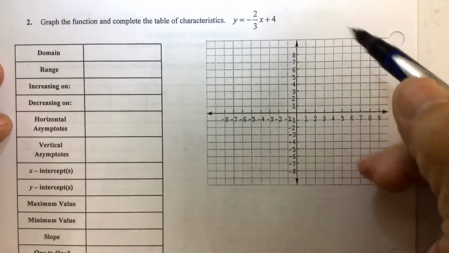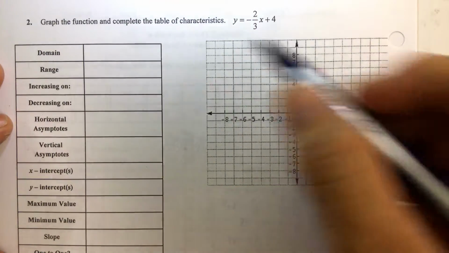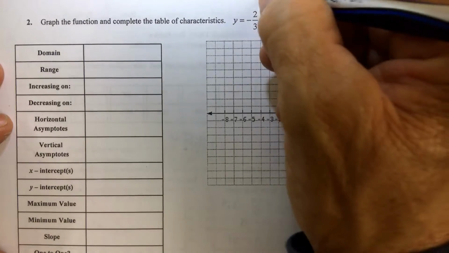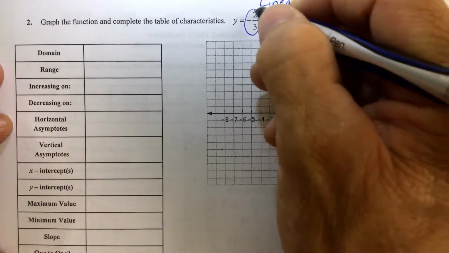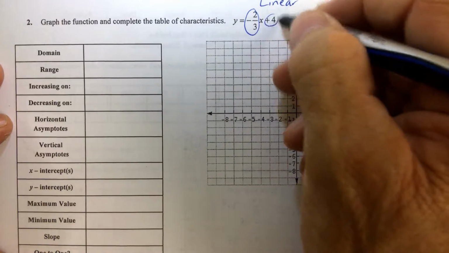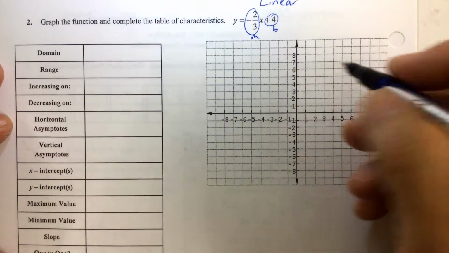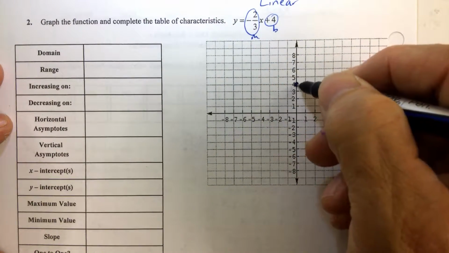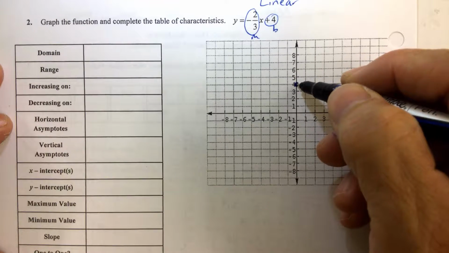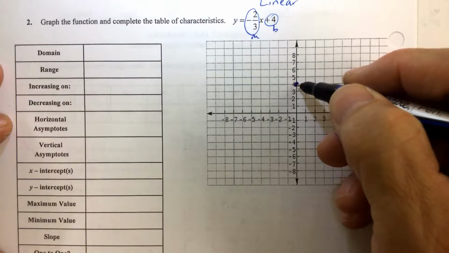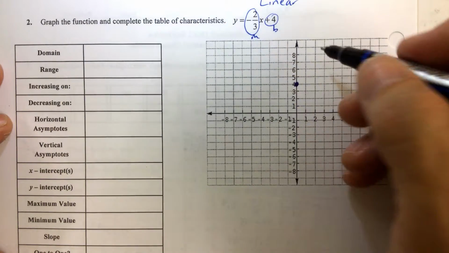So for this function here, we're supposed to try to draw the graph and complete the table. We should realize that this is linear. That's one thing. And we've got a slope of -2/3, and we've got a y-intercept of 4. And so we're just going to go ahead and plot the y-intercept of 4. From any one point on the graph, we can find another point on the graph just by using the slope, as long as it's linear.